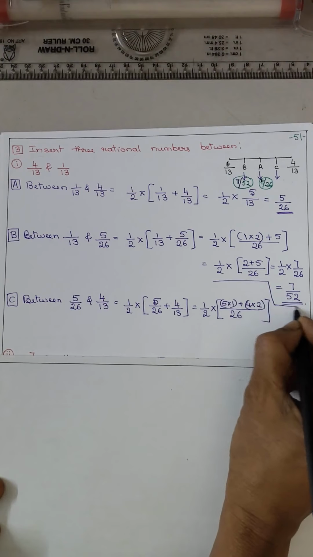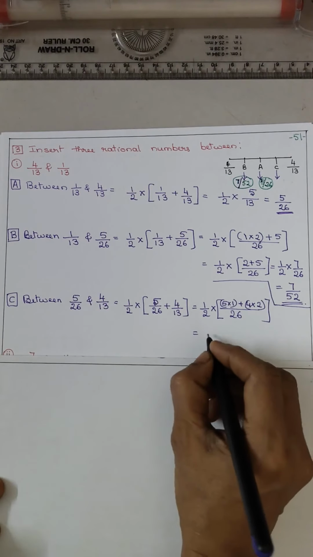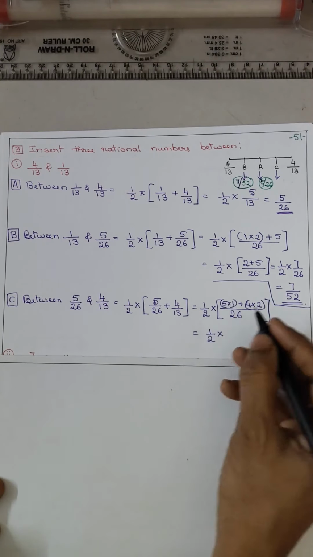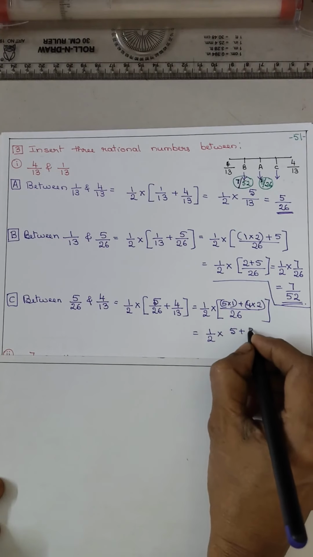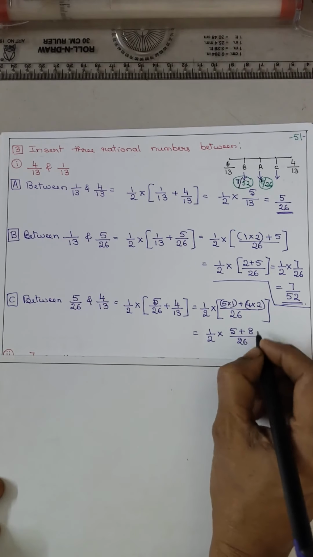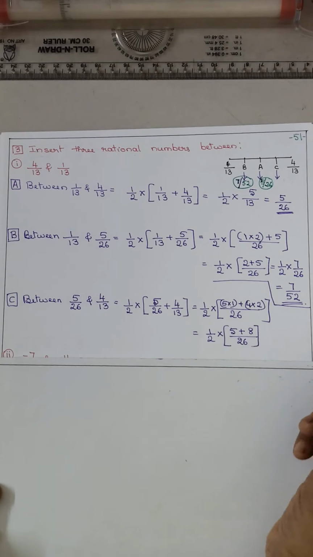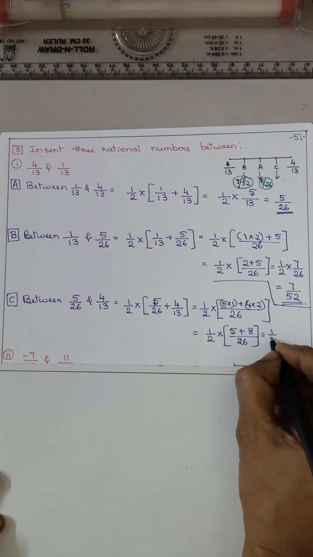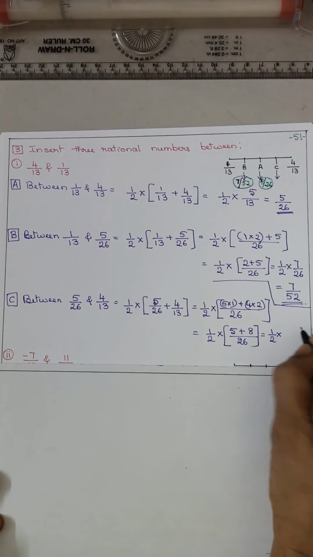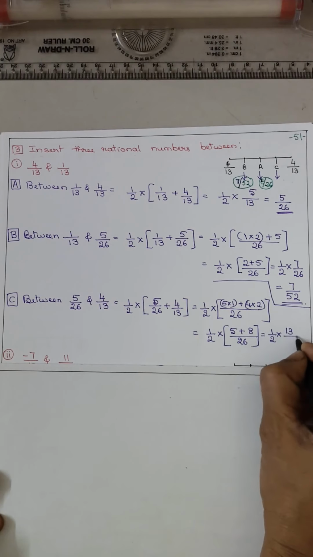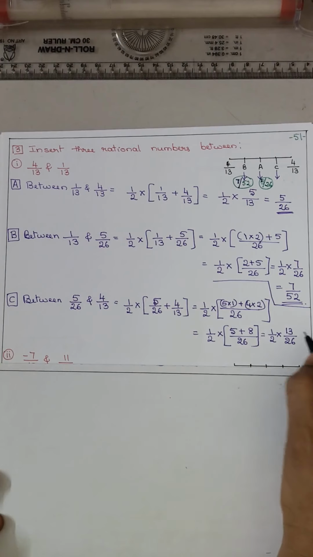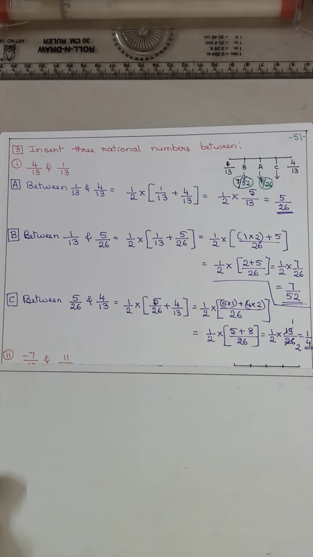Okay. So now half into 5 ones are 5, 4 twos are 8 upon 26. So now we get half into 5 plus 8 is 13 upon 26. Now 13 ones are 13, 2 twos are 4, 1 ones are 1, 2 twos are 4. So here you got 1 by 4.